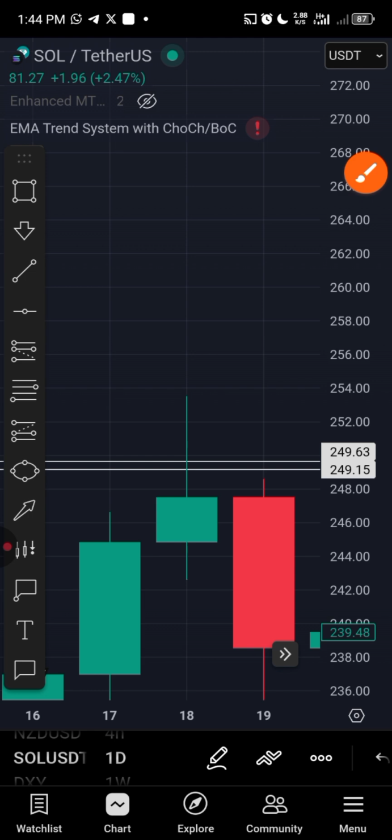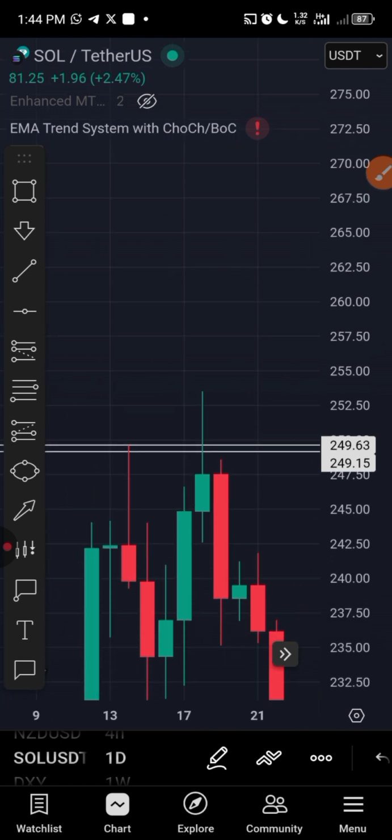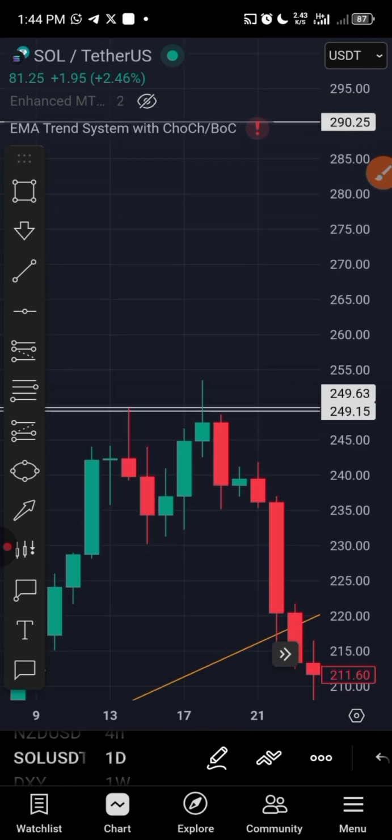A bullish candlestick opens at the bottom, closes at the top. A bearish candlestick opens at the top, closes at the bottom. So those are the things you need to understand about the candlestick. Now when you understand that about candlestick, it brings us to knowing how these candlesticks make up different patterns in the market that affect the market.